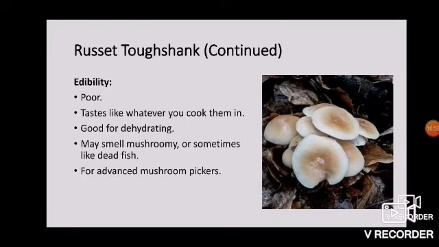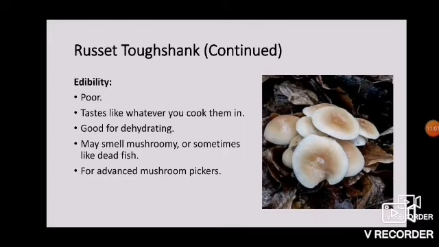Edibility, once again, they're relatively poor, but they're not poor in a bitter way. They taste like whatever you cook them in. So don't expect much from these in terms of what they will be adding to your meal. But often you can find these in such huge amounts in the spring that picking a few of these may alleviate the sense of disappointment from having found no morels.